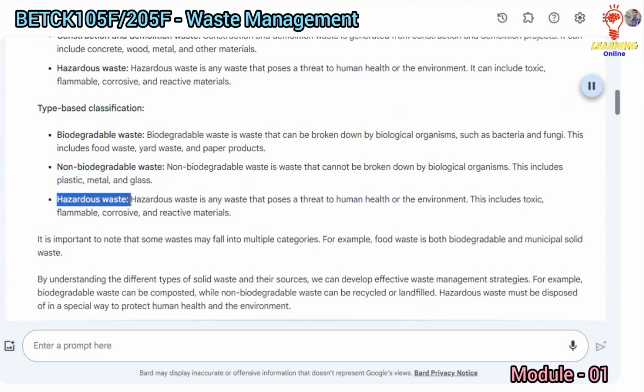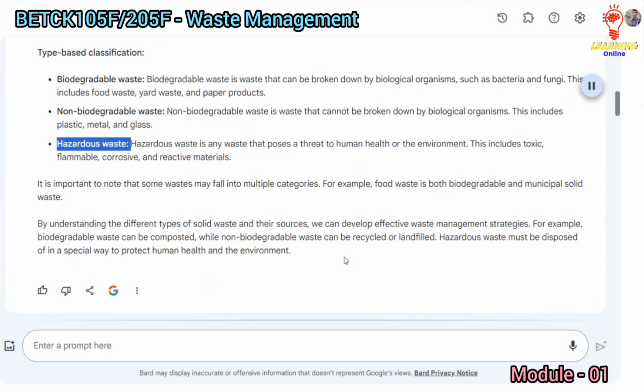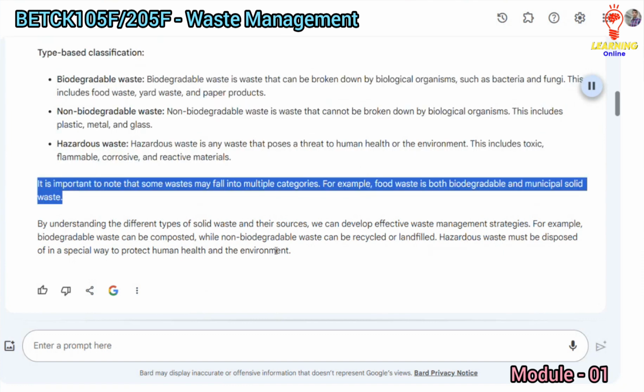Hazardous waste. Hazardous waste is any waste that poses a threat to human health or the environment. This includes toxic, flammable, corrosive, and reactive materials. It is important to note that some wastes may fall into multiple categories. For example, food waste is both biodegradable and municipal solid waste.